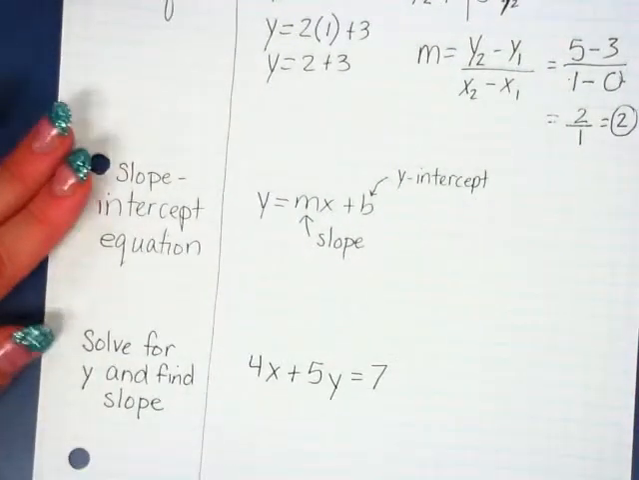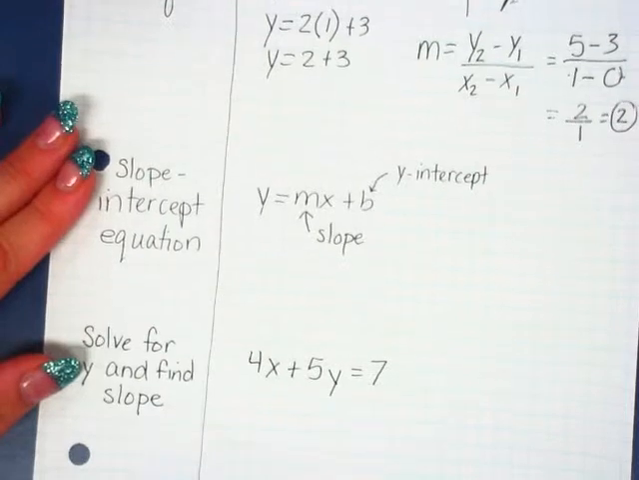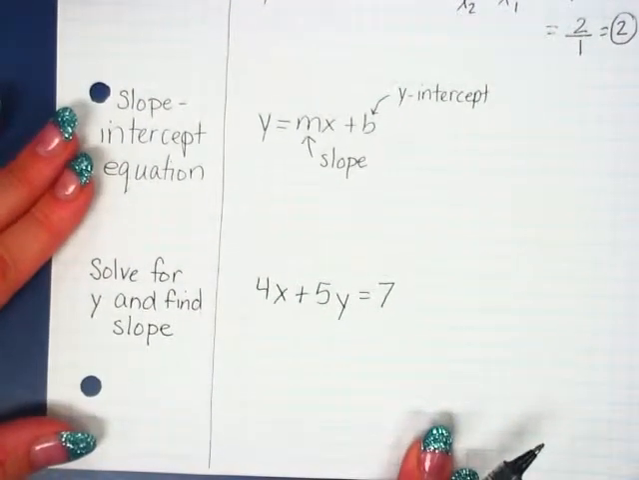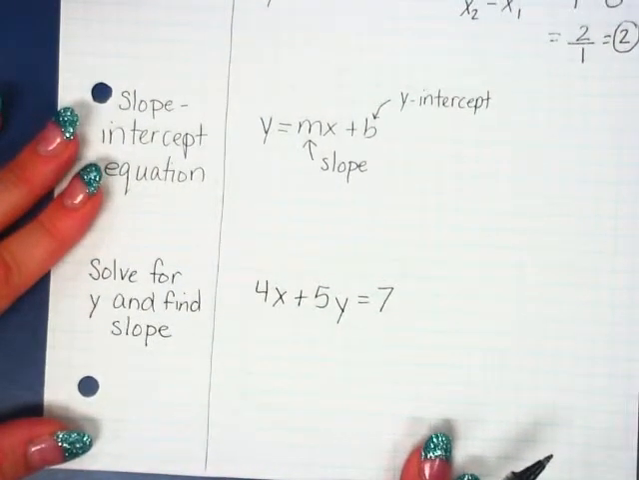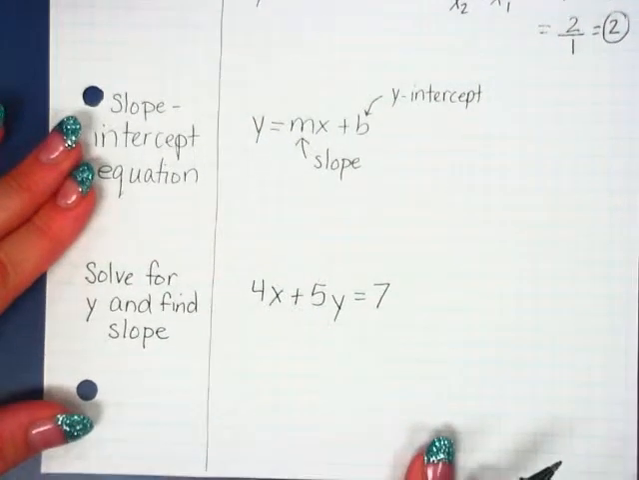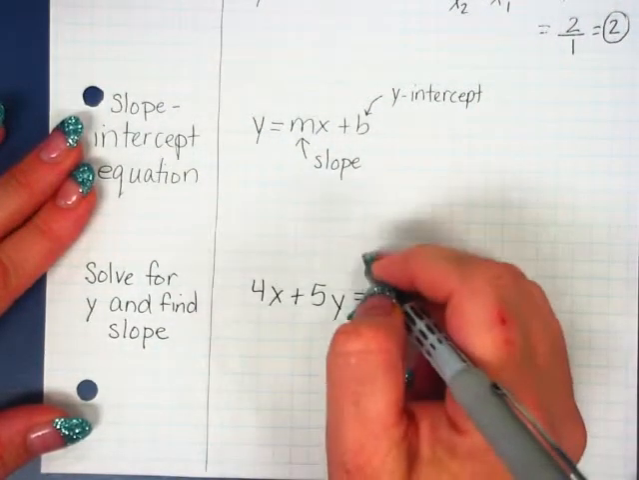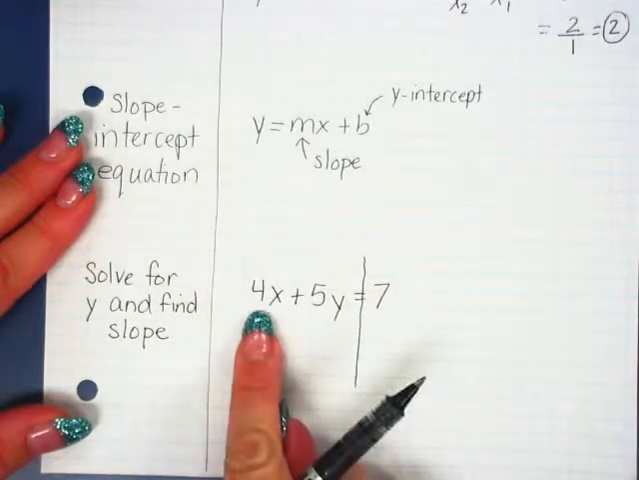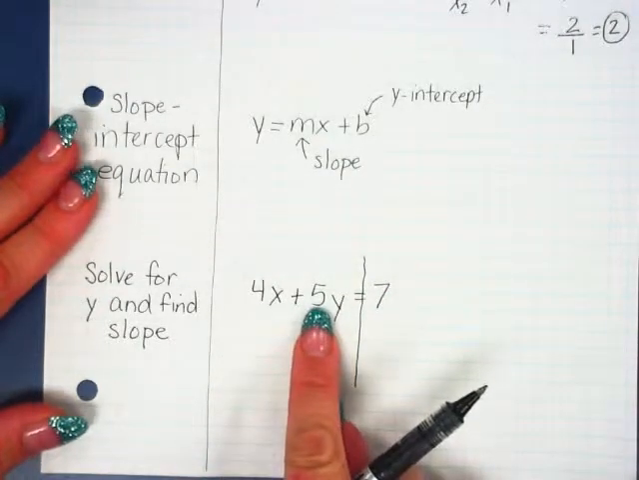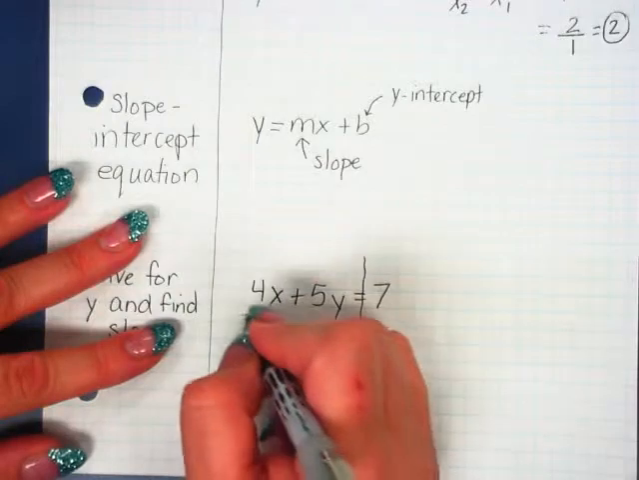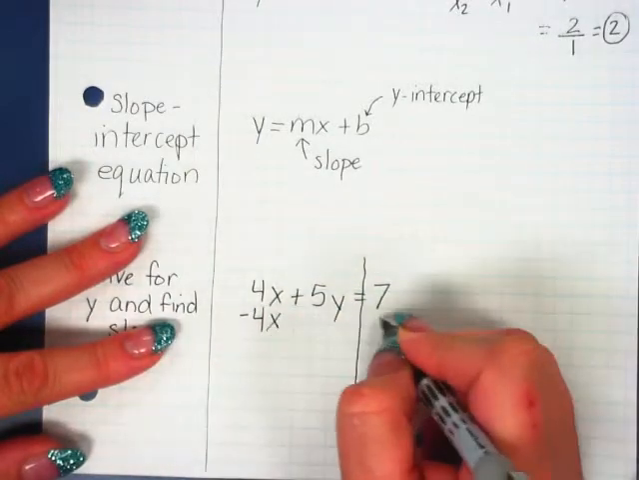So if we're looking here, it says solve for y and find our slope. So in order for us to be able to tell the slope, we have to get y all by itself. So we're going to draw our mirror. We want to get rid of the 4x and the 5. So this is solving equations. So we're going to use opposite operations.